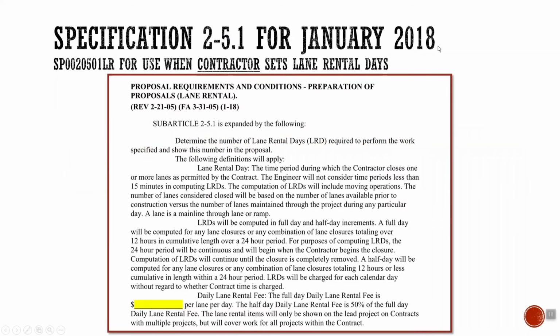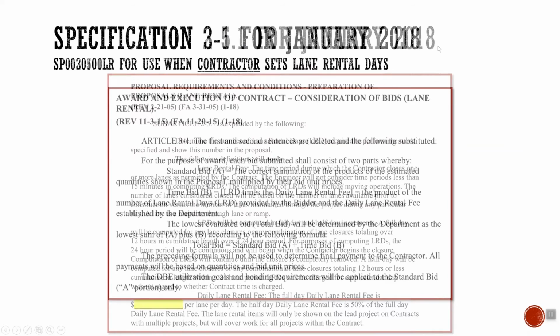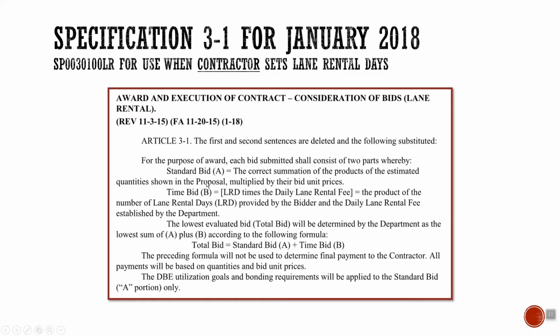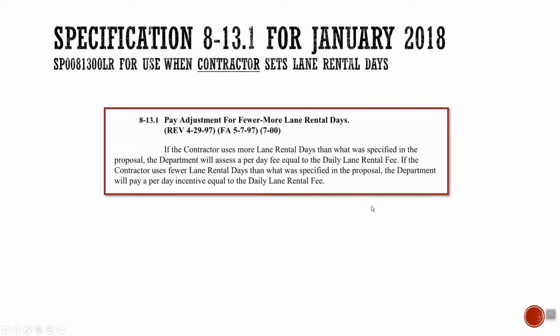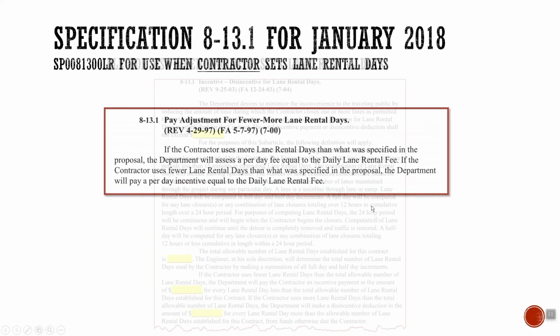The first one is going to be for when the contractor sets the lane rental days. It tells them to determine the number of days, and then we give them the cost. But it's more like an A plus B bid, where they're bidding their cost as well as the time for the lane rental. And this is the pay adjustment where we assess the per day fee for the lane rental when they don't meet the specification requirements.